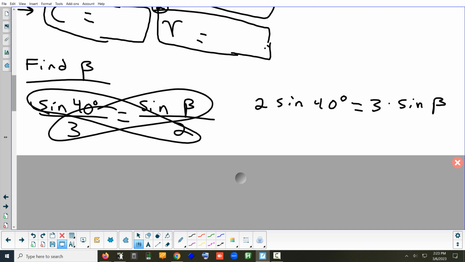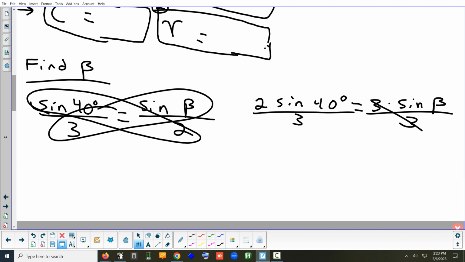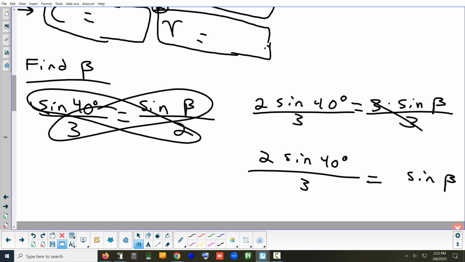How could I move something to the other side to start to get beta by itself? What could I move first? Yep, I can move the 3. And how do I move it? Divide it. So let's start with that. Okay, so now you have this: 2 sine 40 over 3 equals sine beta.